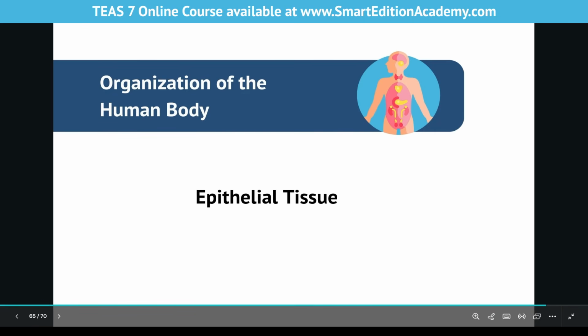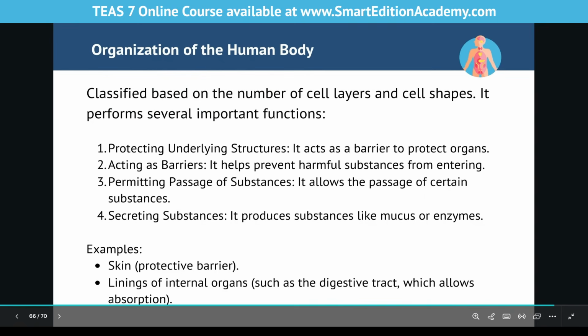Epithelial tissue. Epithelial tissue is classified based on the number of cell layers and cell shapes. It has several important functions, such as protecting underlying structures, acting as barriers, permitting passage of substances and secreting substances. A good example of this is going to be your skin and lining of internal organs.